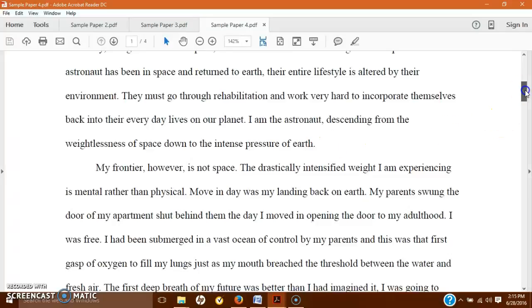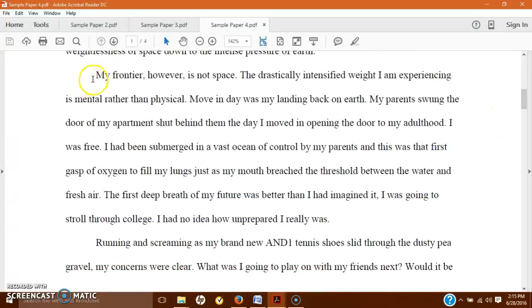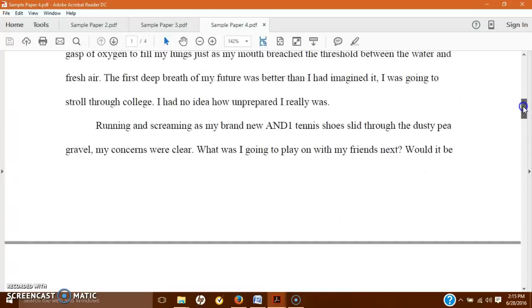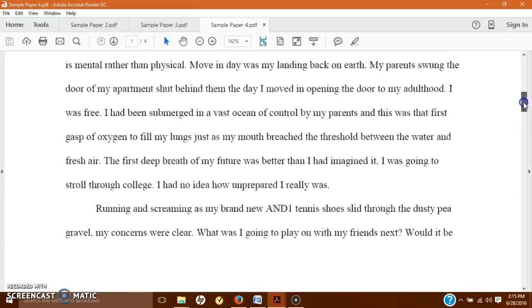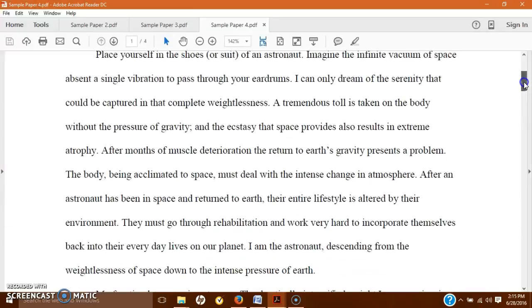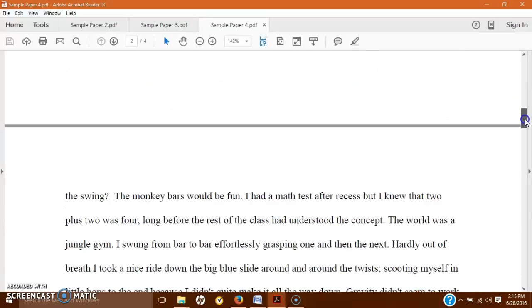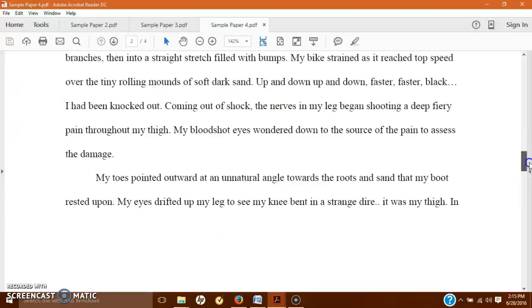So then he says his transition is his frontier is not space. He talks about being in college. He does go a little bit chronological. I said, don't do that. But this kind of imagined opening really lifts the chronology of the paper. So he can basically get away with it.